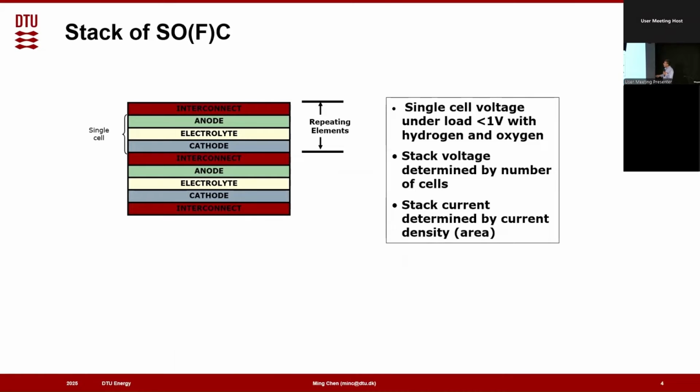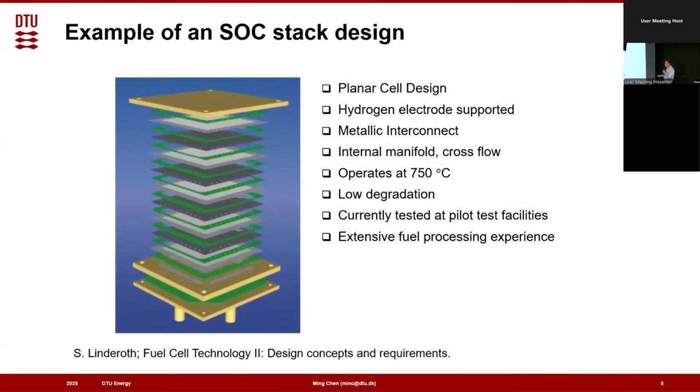For real applications, we need to stack a number of cells together, forming a stack. So we have the cell component. Then to prevent hydrogen and oxygen mixing, we have to add this interconnect. It conducts the electrons, but also separates hydrogen and oxygen. And when it comes to a real stack configuration, we also have to consider how we distribute the hydrogen and oxygen. So we have these different gas channels. So this is more complicated.